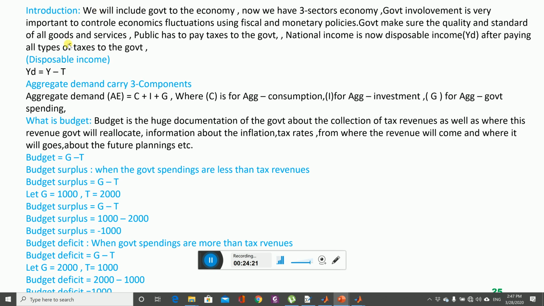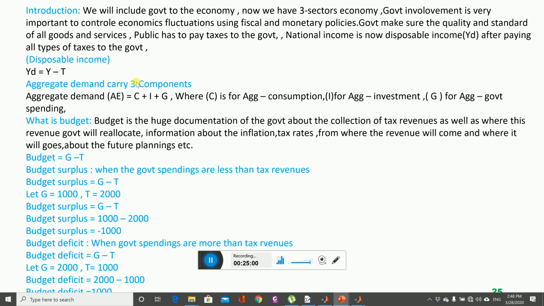And how can we write disposable income mathematically? YD represents disposable income, income after paying all types of taxes. So disposable income is equal to national income, Y, which represents aggregate output, minus taxes. When we subtract all types of taxes from the national income, the remaining national income is called disposable income. Again, I am telling you that when we include government in the economy, this is a three-sector economy, and aggregate demand now carries three components.